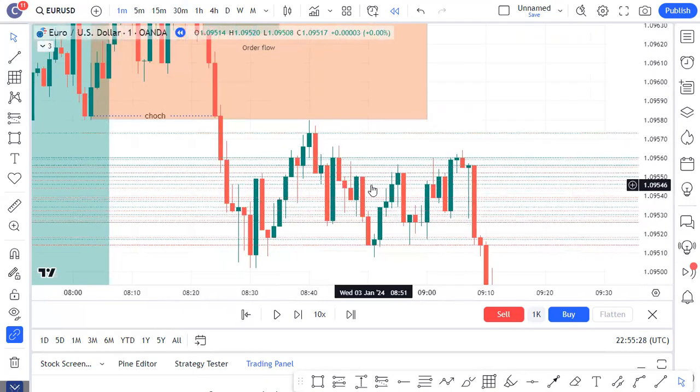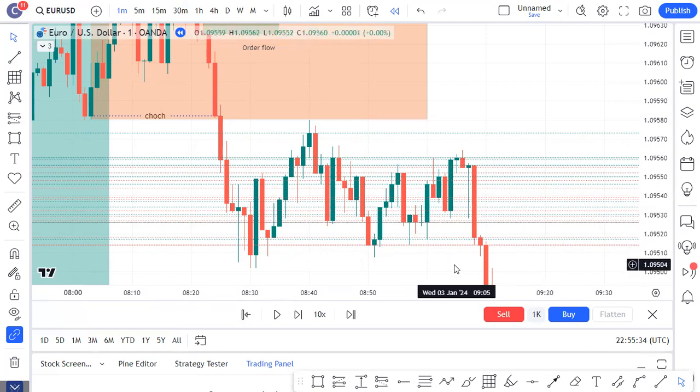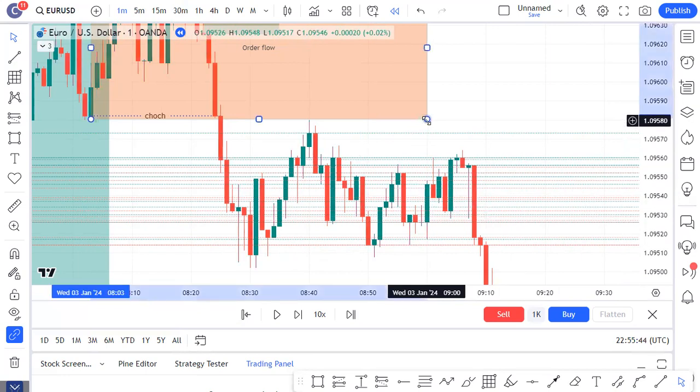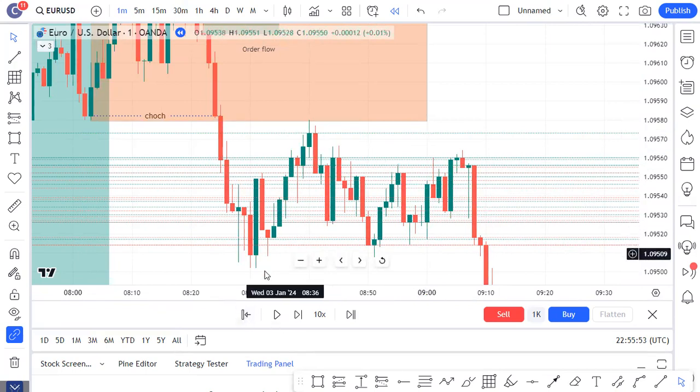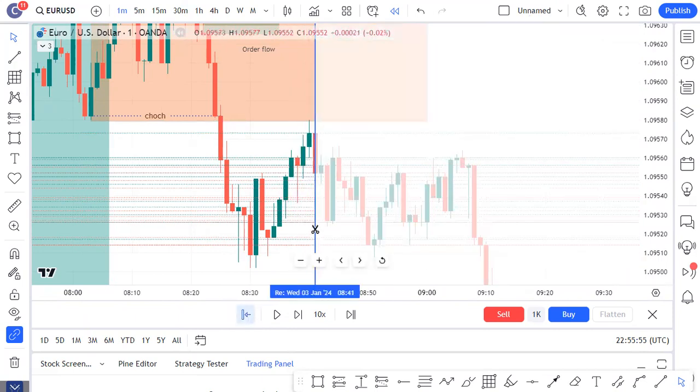Okay, the market did not tap the zone, but what it did, like it gave us something kind of... yeah, it did, man. It has tapped on our zone. It's the only thing I could have not checked well. Yeah, right there, so it tapped on our zone. Sorry, I did not check well, but I knew that was the order flow.